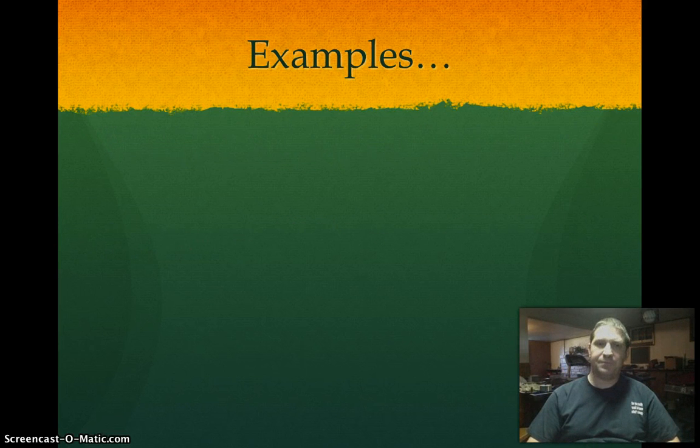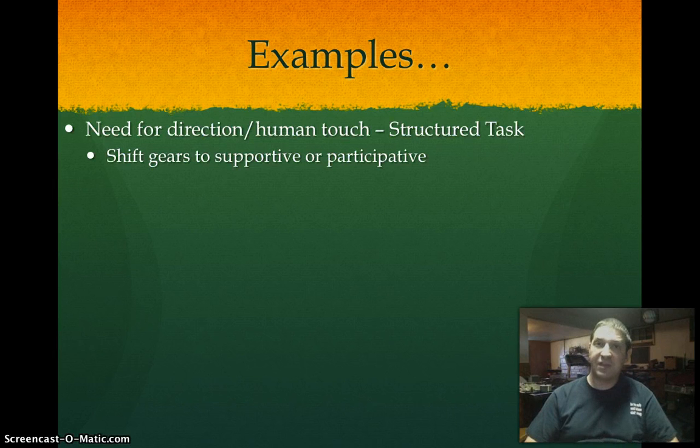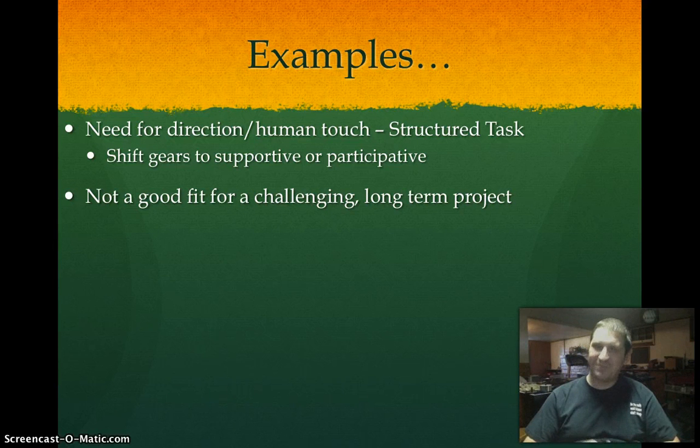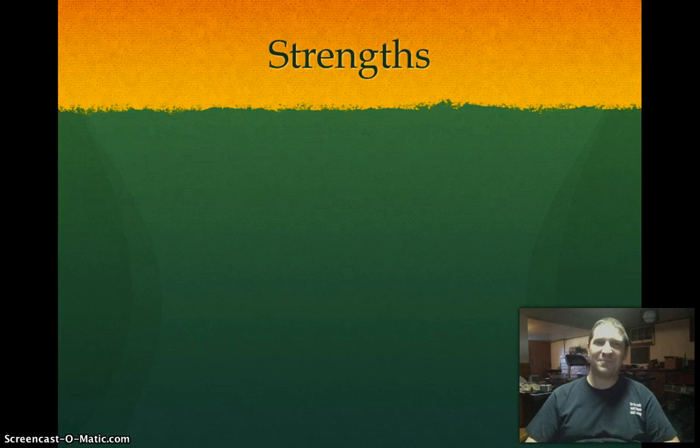Now, that same high achiever, if they were placed in a repetitive structured task, that probably wouldn't be a good fit for them. On the other hand, if you have someone in a structured task that has a need for direction or that human touch, you may want to shift your gears to being more supportive or participative. That same worker, however, might not be the best fit for a challenging long-term project. I could cite many other examples, but I think you get the idea.